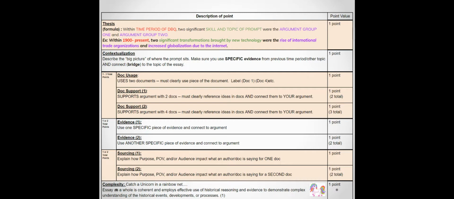However, document support, you can get 2 points for that now. If you use the content, the specific evidence from 2 documents, and you take that and you analyze it and you connect it back to your claim, you've referenced ideas, it's connecting to the theme of the argument, that's a point. You do that for 4 documents, that's another point. For a total of 3 possible points. Now, again, once upon a time, this was 2 points and you had to do this with 6 documents. Now it's 3 points and you have to do it with 4.